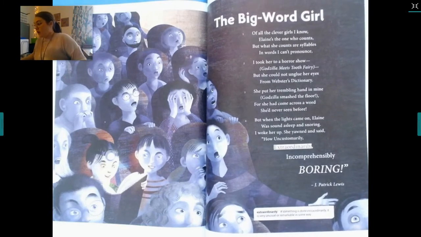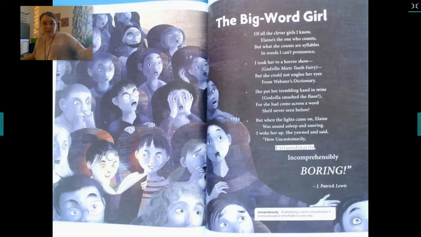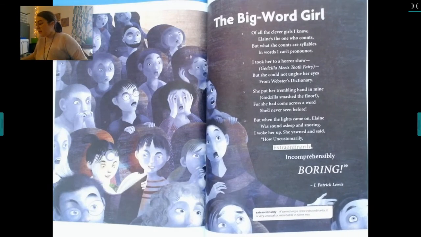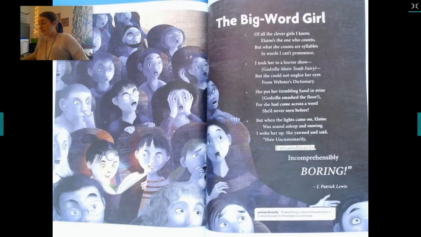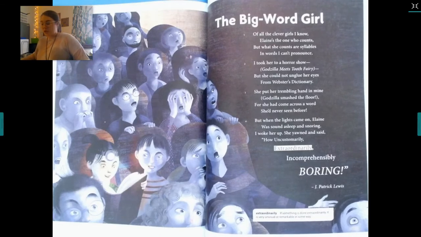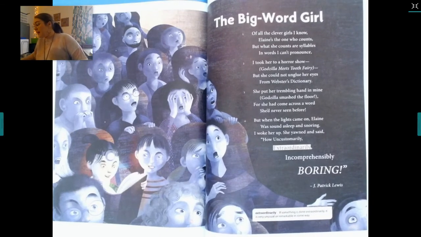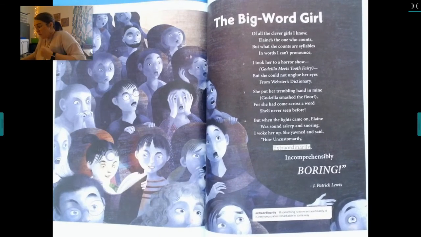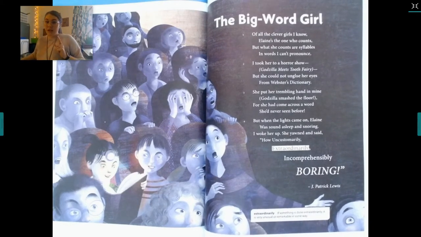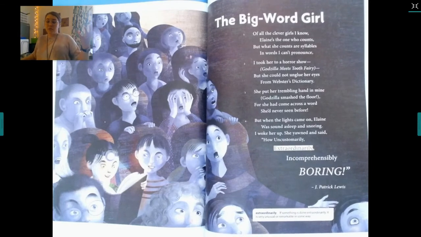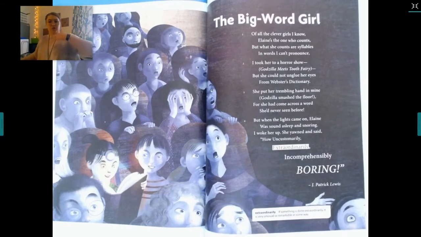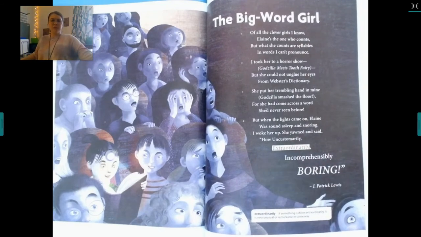The Big Word Girl. Of all the clever girls I know, Elaine's the one who counts, but what she counts are syllables and words I can't pronounce. I took her to a horror show, Godzilla Meets Tooth Fairy, but she could not unglue her eyes from Webster's dictionary. She put her trembling hand in mine. Godzilla smashed the floor, for she had come across a word she'd never seen before. But when the lights came on, Elaine was sound asleep and snoring. I woke her up. She yawned and said, "How uncustomarily, extraordinarily, incomprehensibly boring."